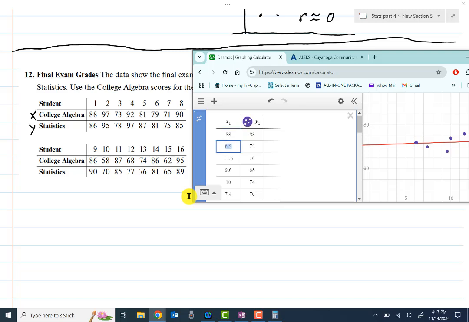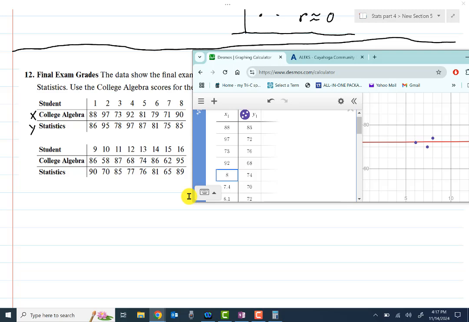Now, if I just down arrow, I think I can overwrite the old stuff. So there's 97. I'm doing the x's first. 73, 92, 81, 79, 71, 90, 86, 58, 87, 68, 74, 86, 62, and 95.